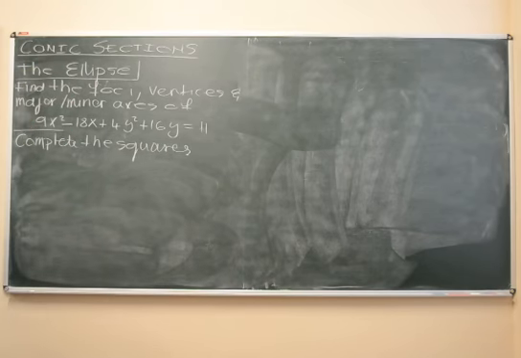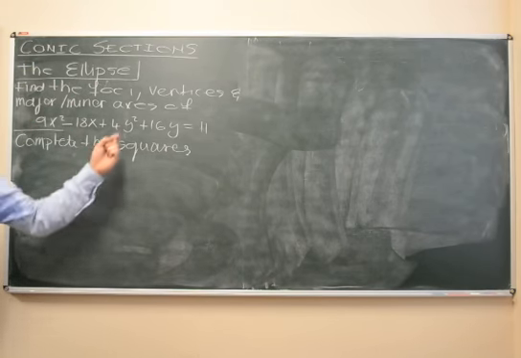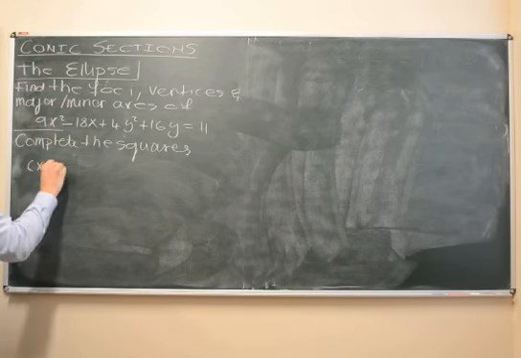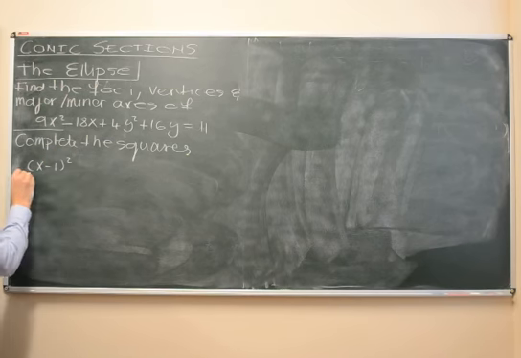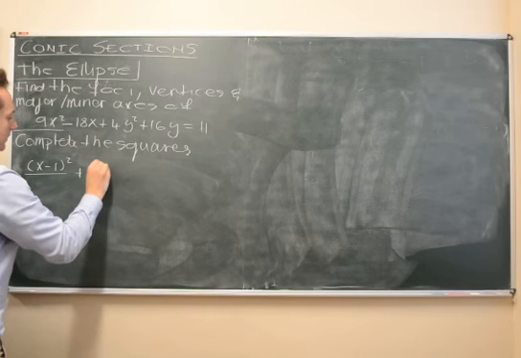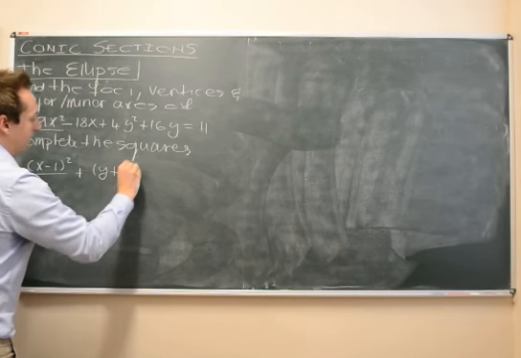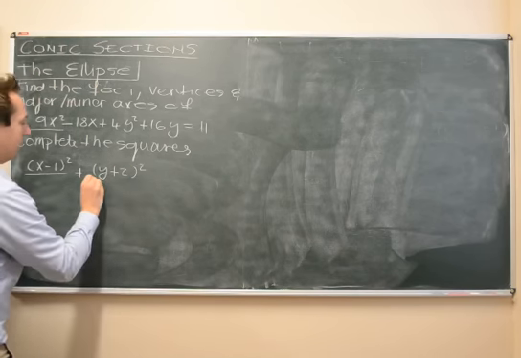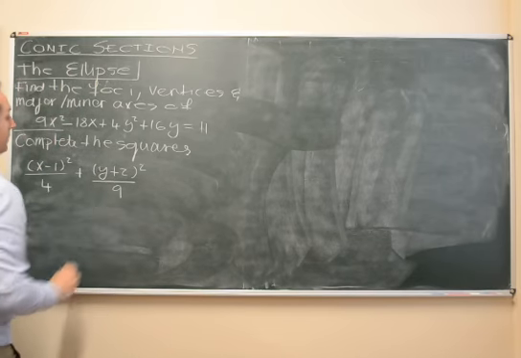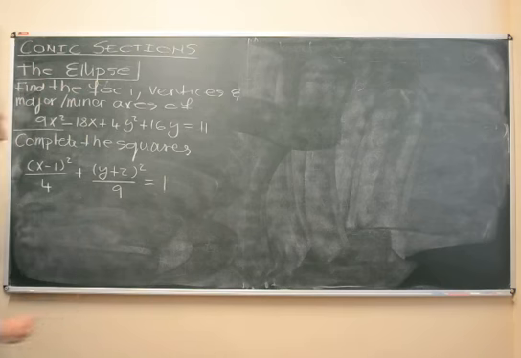In fact we have two squares to complete, one for x and one for y. If you complete the square and write it in standard form, you get the equation (x minus 1) squared over 4 plus (y plus 2) squared over 9 equals 1.